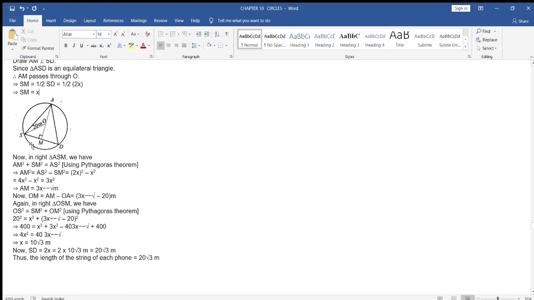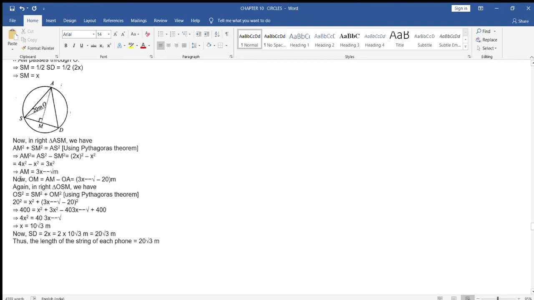Now see, this is perpendicular, so this is a 90-degree angle. So this one is a right angle triangle. Just see the triangle ASM. In this right angle triangle, AS is the hypotenuse. So from the Pythagoras theorem, AS square is equal to AM square plus SM square. Now when we find AM square, it is equal to 2x square minus x square. So from there we find 3x square. So the value of AM is root 3 times x, so it will be root 3x.